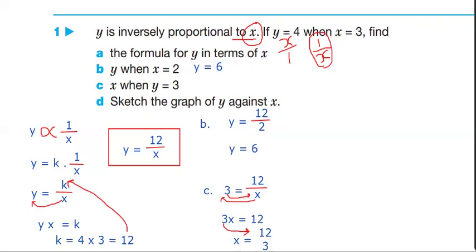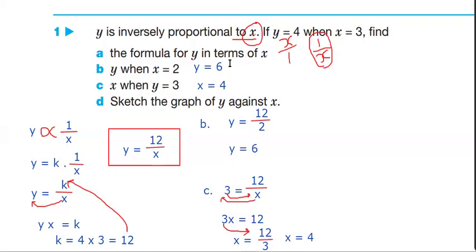And then we divide the 12 by 3, and we will get the value of x. So 12 divided by 3 equals, very good, 4. So x will equal 4. This means if the y is 3, the x will be, very good, 4. And by that, we answered question B and question C using the formula that we found in question A.